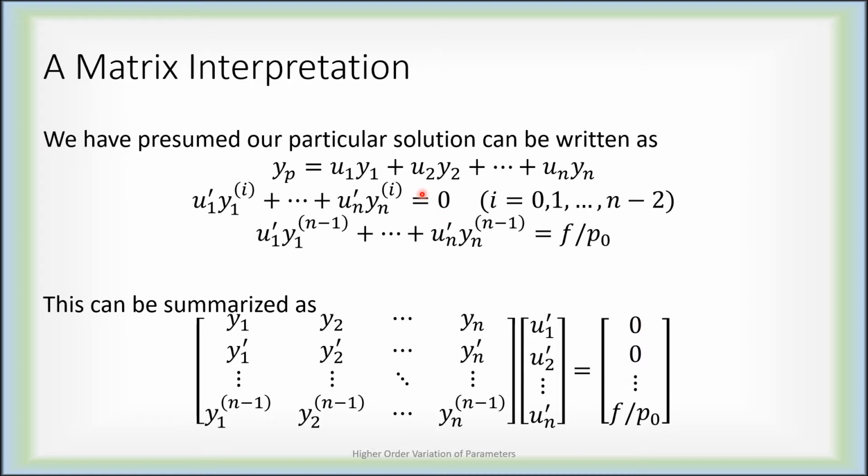What about the next row? We would get y1 prime u1 prime, y2 prime u2 prime, and so forth, which is exactly this simplifying assumption for i equals 1, so it's also 0. In fact, everything in the result is 0 except the last row. We get y1 n minus 1 derivatives, y2 n minus 1 derivatives times u1 prime, u2 prime, and so forth, which exactly spits out this here. So the last row is the forcing function over the leading coefficient, but everything else is zeros.